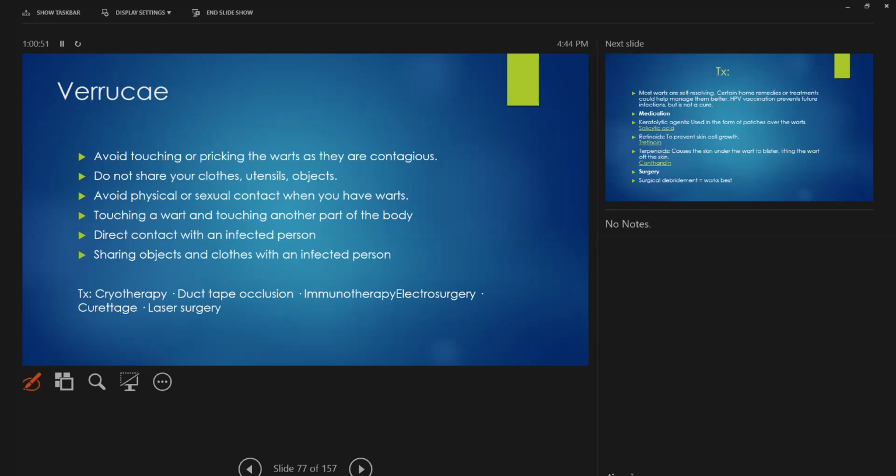Touching a wart or touching other parts of your body, direct contact with an infected person, and sharing objects and clothes with an infected person are all ways it spreads. So these are all ways to reduce transmission. The treatment for these includes cryotherapy. There's duct tape occlusion, where you actually just put duct tape over the top of the wart day after day after day, and they'll get irritated enough to where the body treats it. Immunotherapy, electrosurgery, you can cauterize.